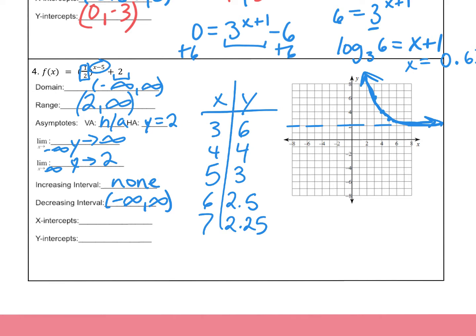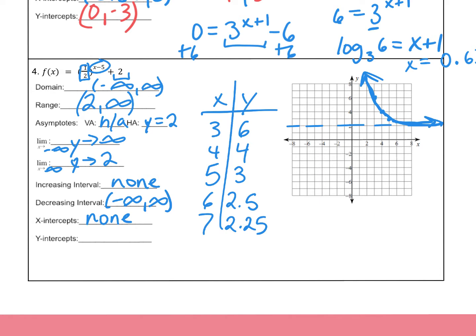If I look, this thing is never going to cross the x-axis, and if I try to set up an equation like I did in the last one, you're going to get an undefined answer, so it's not going to work. There's not going to be an x-intercept on this one, but y-intercept, we know that eventually this is going to cross the y-axis, but we don't know where yet.